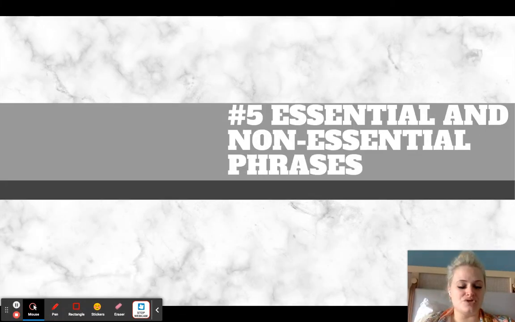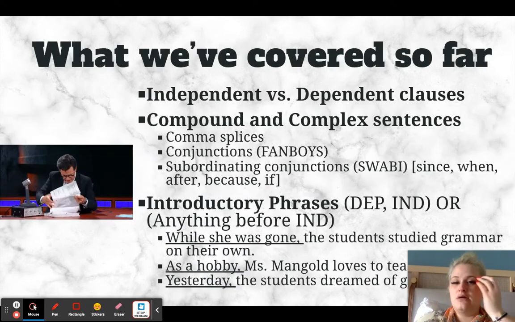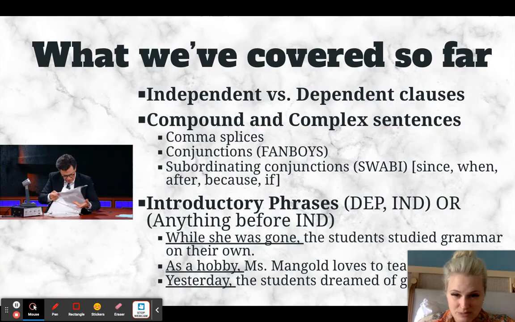Essential and non-essential phrases. This is actually one of my favorite ways to use commas with these, and I've called them interrupters before.